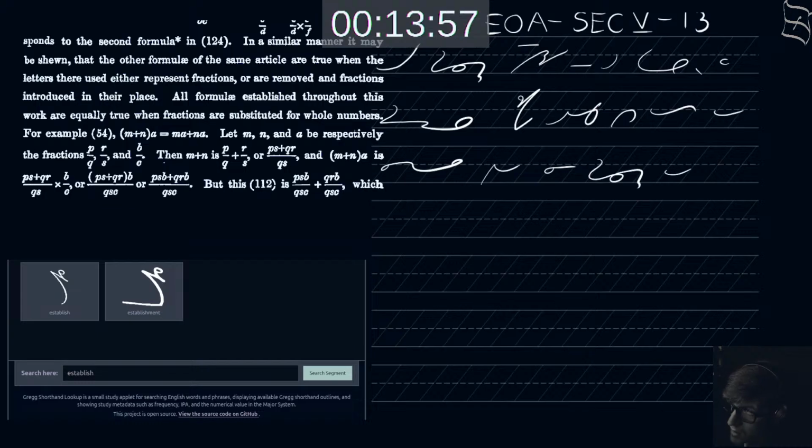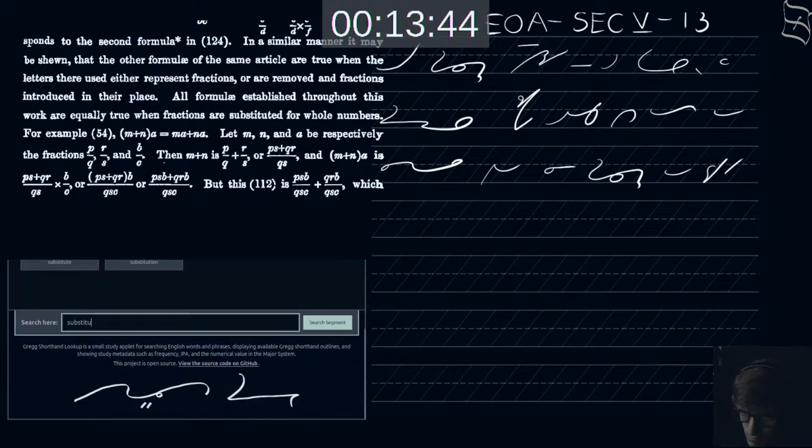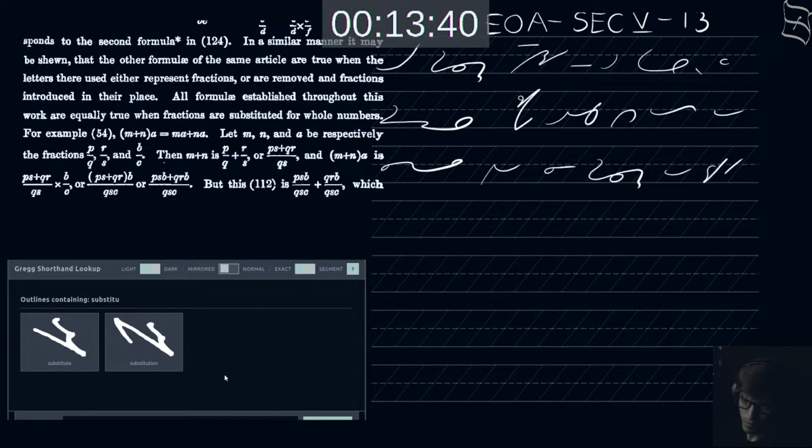fractions are substituted. That is SST, and then a jointed T. It's not a curved S, it is a jointed S. There we go. Substituted. When fractions are substituted for whole numbers.